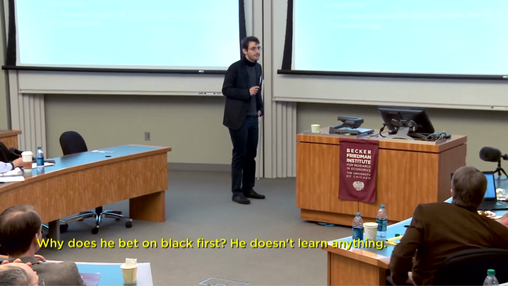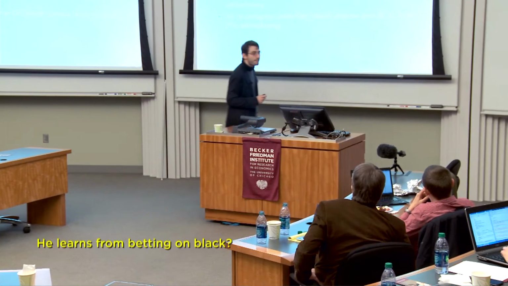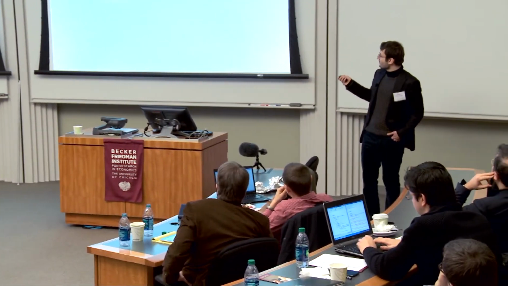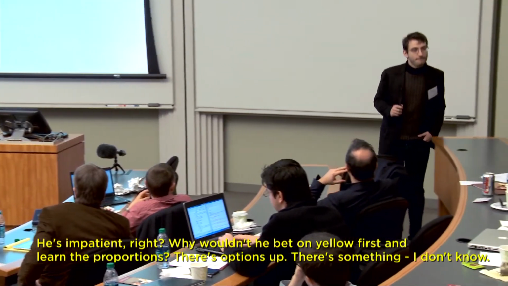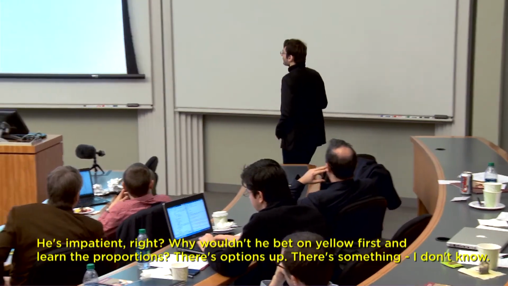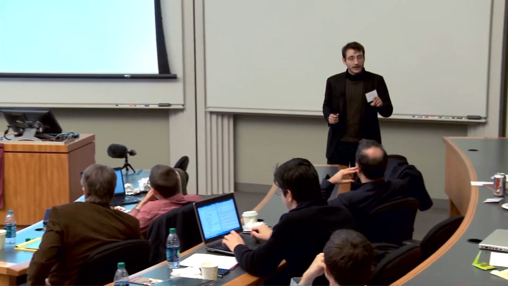Yes? Why does he bet on black first? He doesn't learn anything. Say it again? He learns from betting on black? No, he doesn't learn from betting on black. He's impatient, right? Why wouldn't he bet on yellow first and learn the proportion? There's options now. There's something I don't understand. So an ambiguity averse one or an ambiguity? Okay.